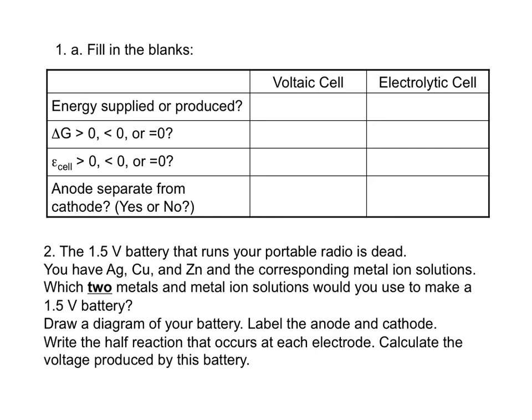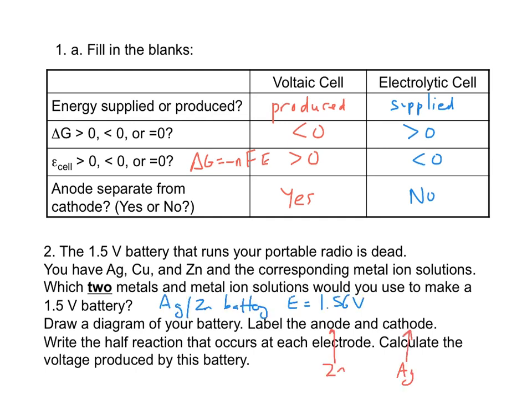So let's review. Stop the video and answer these questions. And here are the answers. For a voltaic cell, for an electrolytic cell, and to make a 1.5 volt battery, you would use zinc and silver. Review the table of standard reduction potentials and the video on batteries.